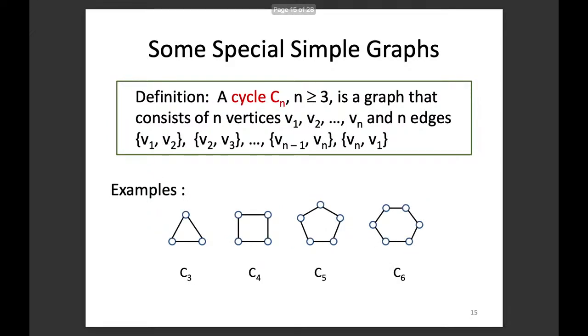And then a cycle graph. A cycle graph is vertices with edges that form a cycle. In this case, this is a cycle graph with 3 vertices, a cycle graph with 4 vertices, and so on and so forth. We use Cn to represent a cycle graph with n vertices. Why do we use C? Because cycle starts with C, okay?